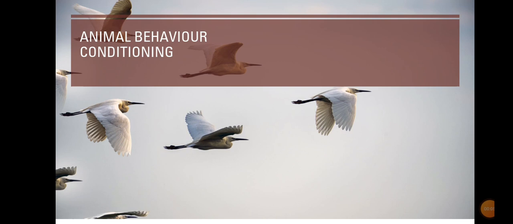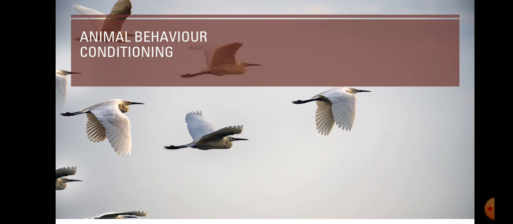Last class we started animal behavior and went through instinct behavior and imprinting behavior. Today we are going to start conditioning behavior, and we are left with one more behavior known as imitation. In the next class we will deal with imitation. So coming to conditioning, children.